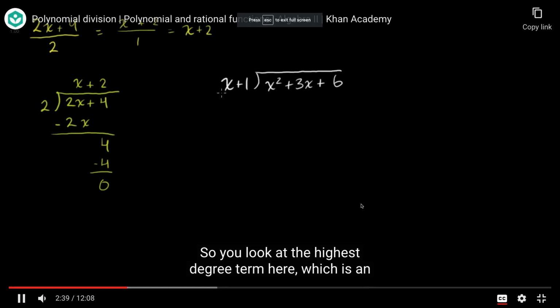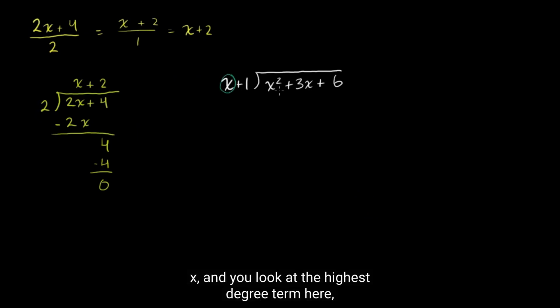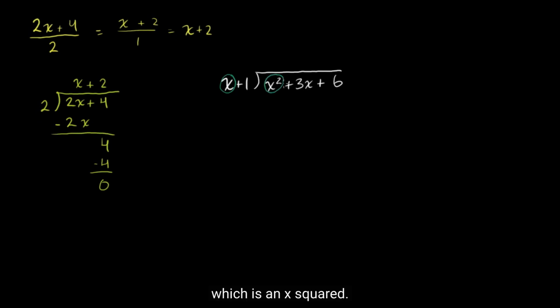Look at the highest degree term here, which is an x, and you look at the highest degree term here, which is an x squared. So you can ignore everything else, and that really simplifies the process. And you say x goes into x squared how many times? Well, x squared divided by x is just x, right? x goes into x squared x times, and you put it in the x place. This is the x place right here, or the x to the first power place.